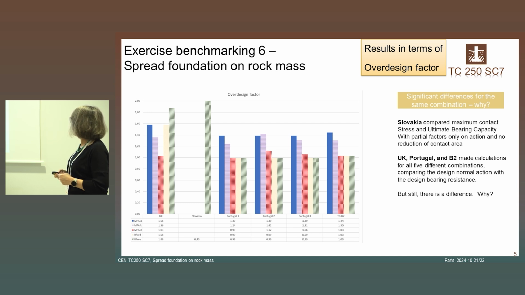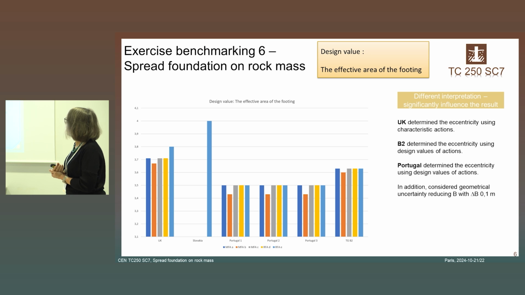UK, Portugal, and TDB2 made calculations with all 5 different combinations, comparing the design normal action with the design bearing resistance. But still, you can see there are at least some differences between UK, Portugal, and TDB2. So they didn't do exactly the same assumptions.